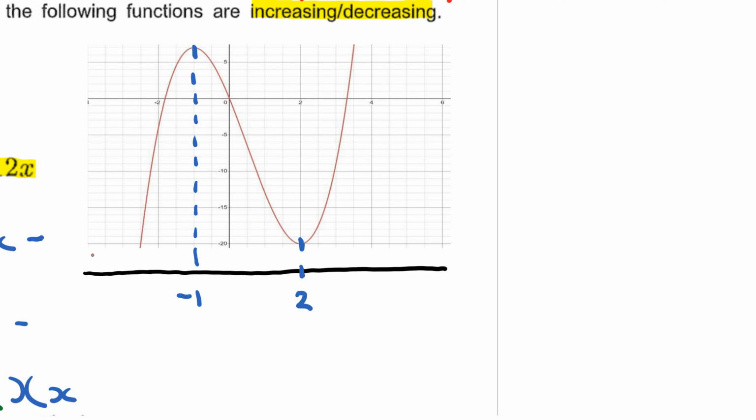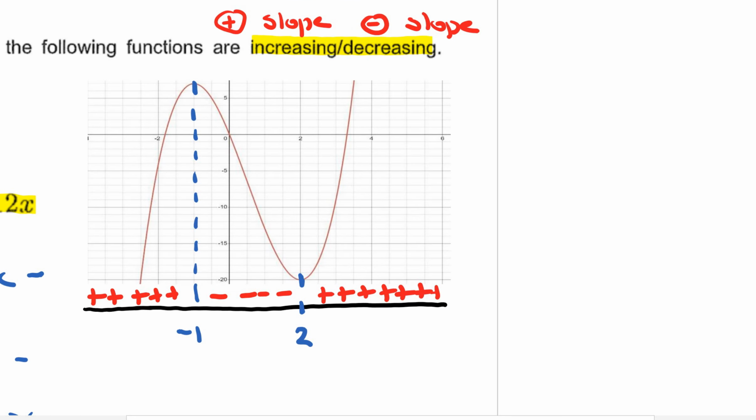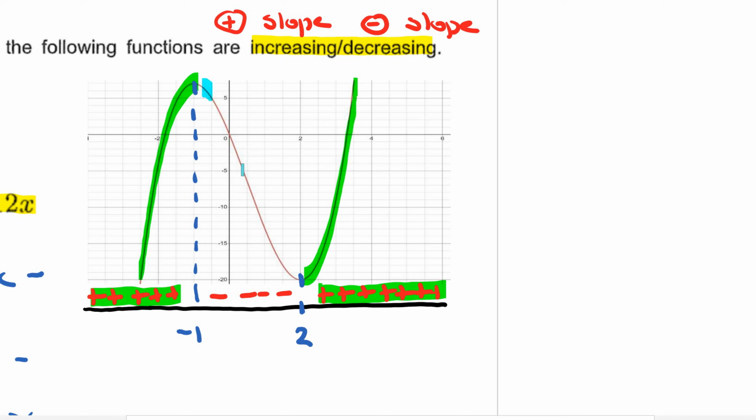I believe our answer was plus, plus, plus, plus, and then negative, negative, negative, negative, and then another plus, plus, plus, plus. Once again, the question was where are the intervals where the function is increasing and decreasing. Well, this green region is a positive slope, and the green part of this graph is also a positive slope, and if I go right down the middle here, that has a negative slope. So that's what we're looking for: the intervals where the function is increasing or decreasing. This is increasing, and the middle is going to be decreasing.